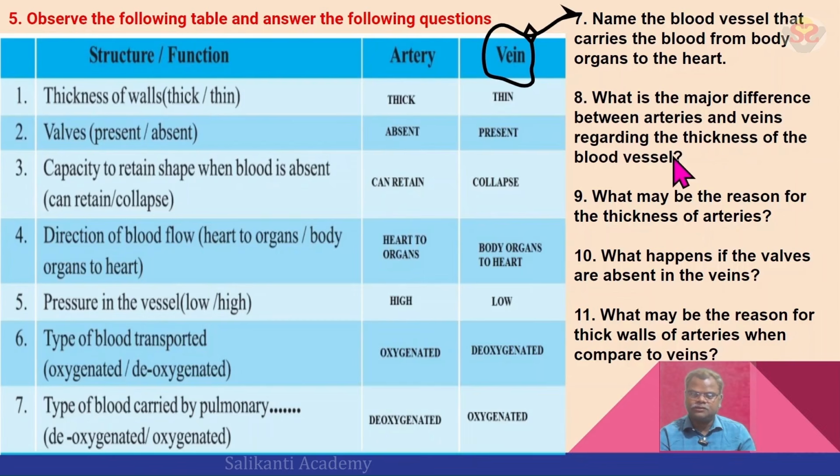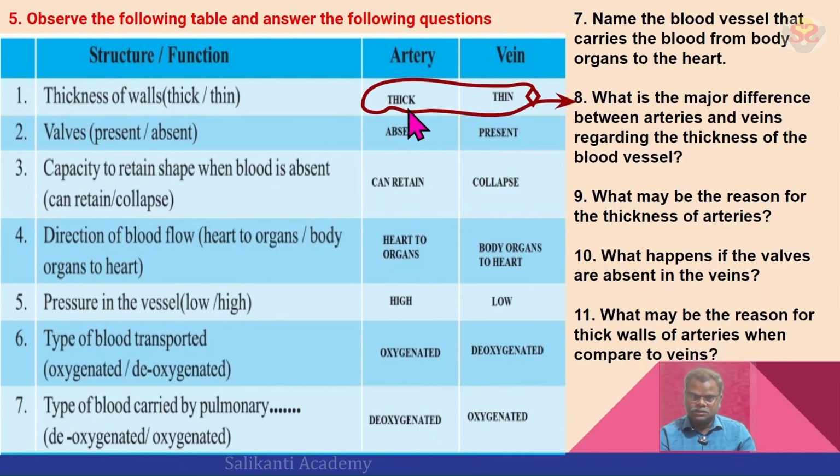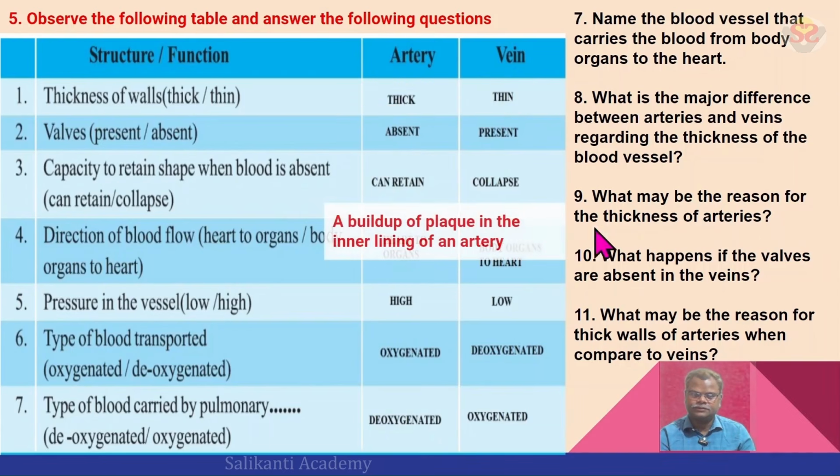What is the major difference between arteries and veins regarding the thickness of the blood vessels? Thick in arteries, thin in veins. The walls of veins are thin. What may be the reasons for the thickness of arteries? A buildup of plaque in the inner lining of an artery.